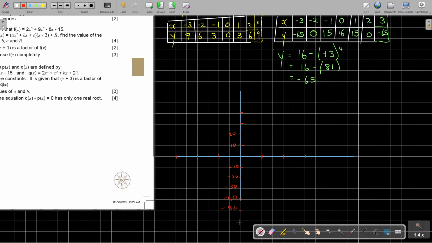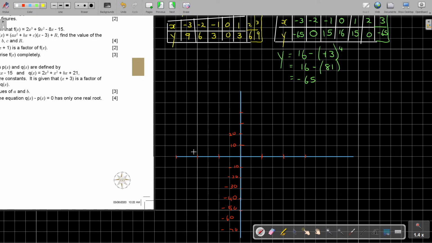So as you go, you will just see, you have to go up to here. You see what I mean? To get that -65 in. -60, -70. Okay, and now I plot the points.